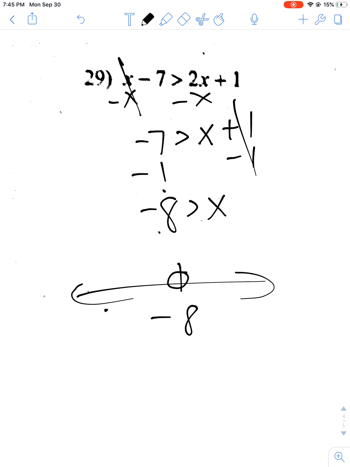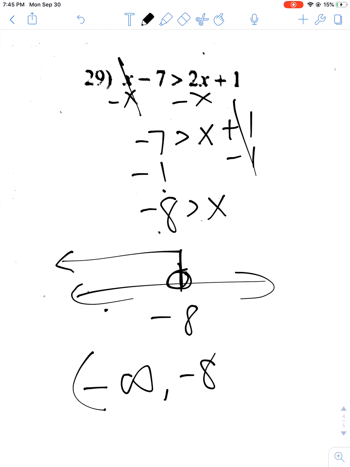Negative 8 is less than x, so that means x is bigger. And in interval notation, when does it start working? Negative 8. When does it stop working? Infinity. Always a parenthesis. Open means parenthesis.